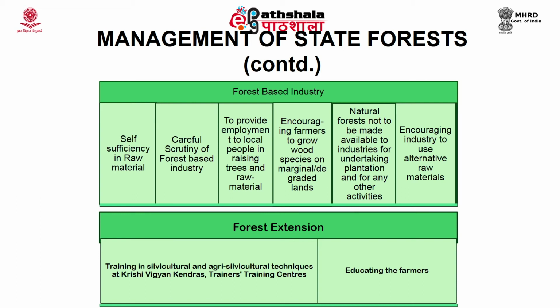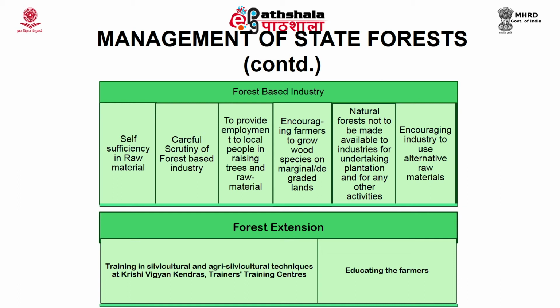The policy also stipulated that farmers, particularly small farmers, should be encouraged to grow wood on marginal and degraded lands which is available with them. It was also stipulated in the policy that forest extension programs should be carried out, and they would be successful only if we engage the community.